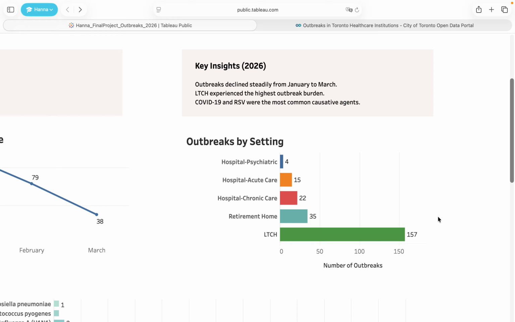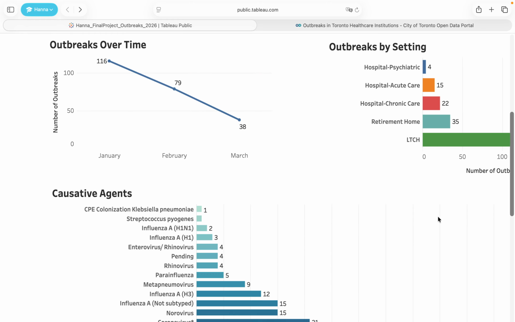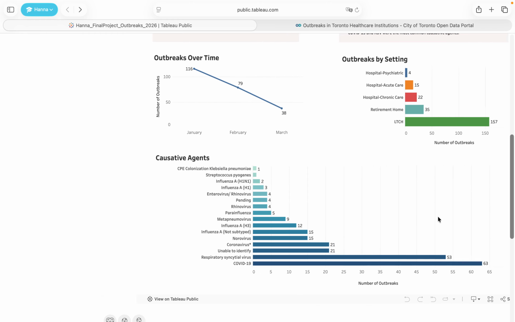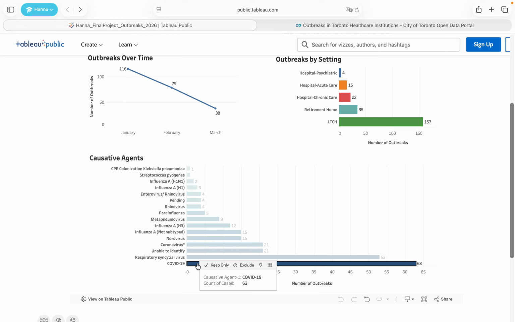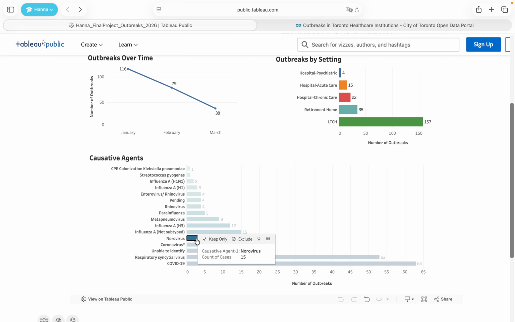The next section of the dashboard focuses on the causative agents responsible for the outbreaks. These results show that respiratory viruses dominate the outbreak landscape across healthcare institutions during this time period. COVID-19 appears to be the most frequently reported pathogen. Enteric outbreaks such as norovirus appear much less frequently but are still present.